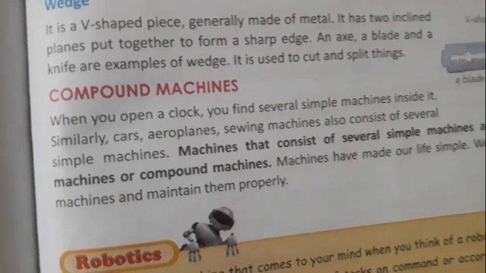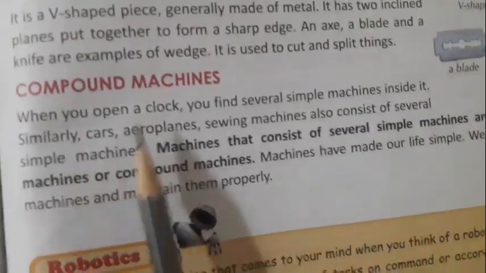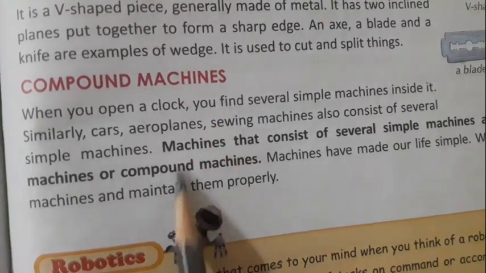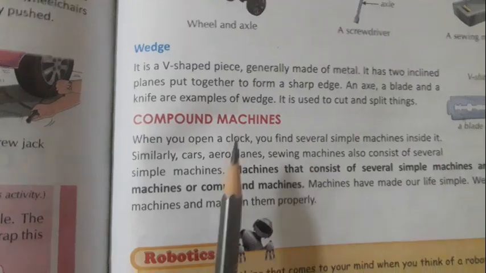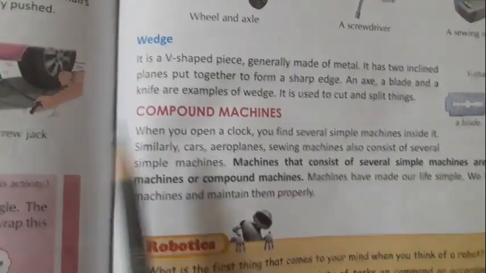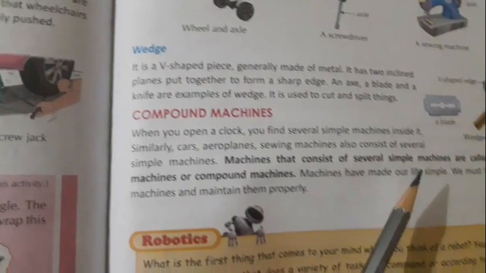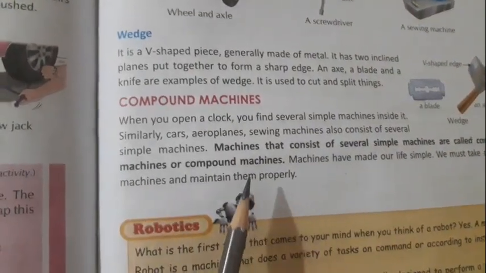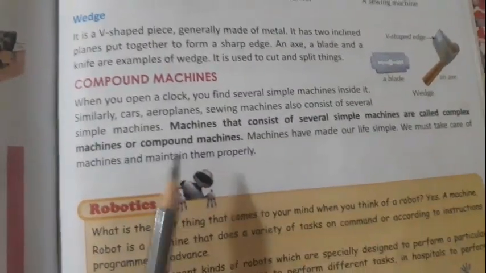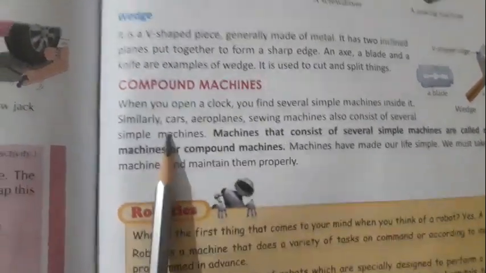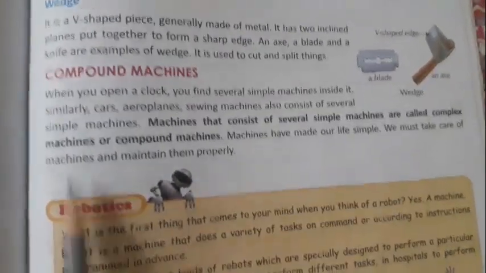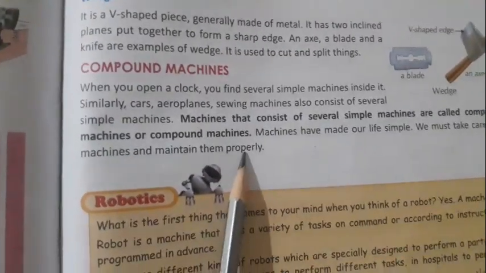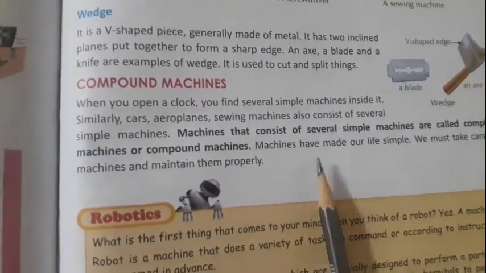Now by using these different simple machines, we can make a compound machine. A machine that consists of several different simple machines coming together. When all these simple machines come together, the machine which is formed is a compound machine. For example, aeroplane, car, sewing machine, all consist of several different simple machines. They are called complex machines, or also compound machines.